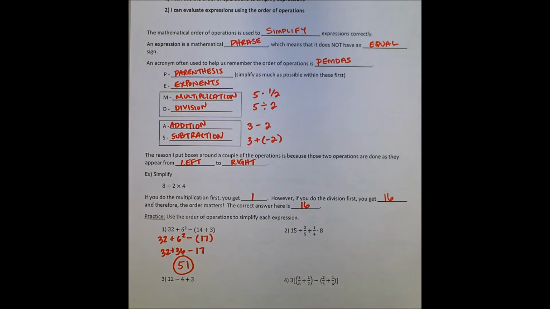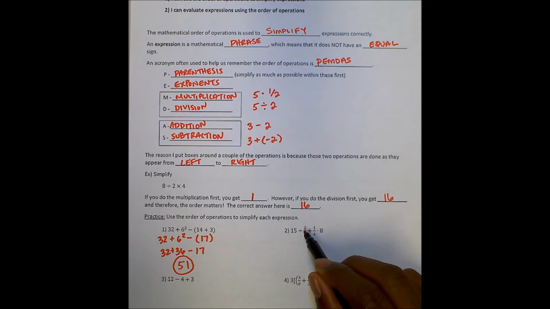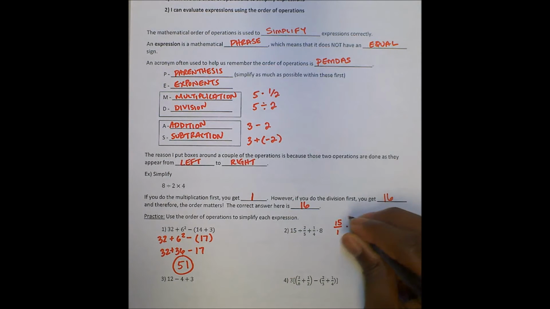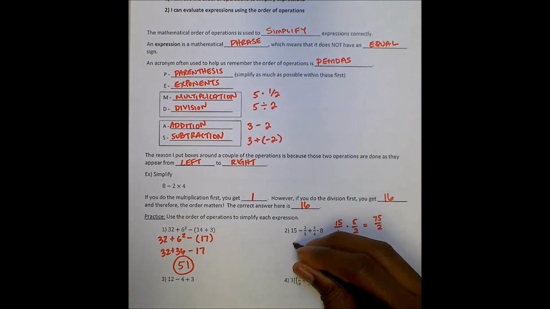Alright, number 2, we have 15 divided by 2/5 plus 1/4 times 8. Okay, notice there are no parentheses here. We have multiplication and division, so we'll do division first here. 15 divided by 2/5. Remember, when we divide by a fraction, what that means is that we're going to multiply by its reciprocal. And so that'll give us 75 over 2 here.